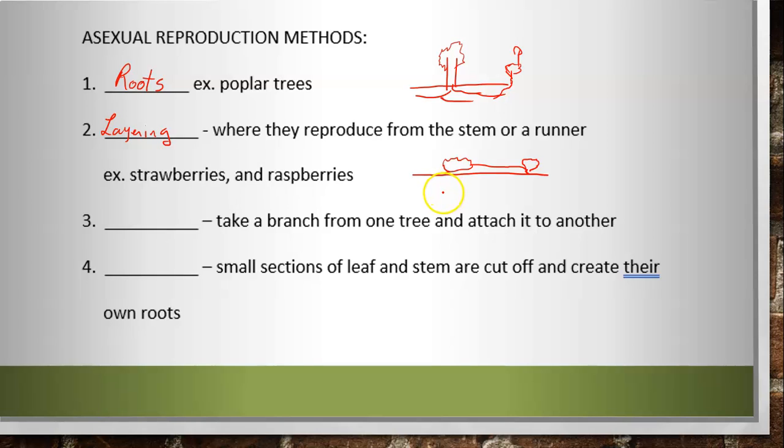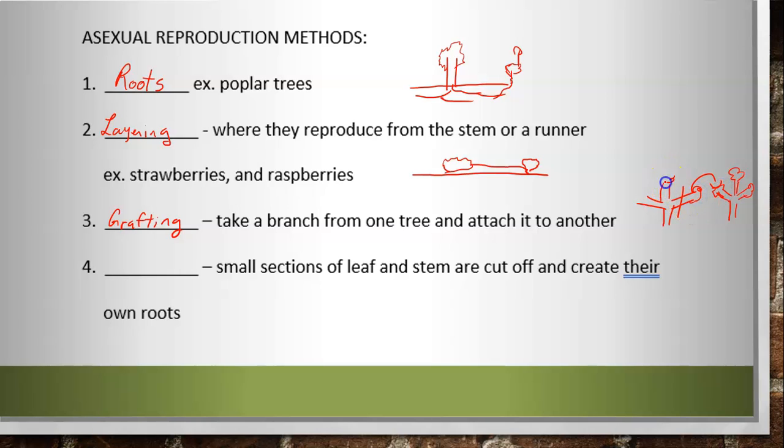The other two are a little bit more artificial, right? Where one and two, roots and layering, those are pretty natural asexual reproduction methods, but grafting is another one. And grafting is not really true reproduction, but we're taking the branch of one tree and attaching it to another. So if I were to, let's say, have a tree with these branches here, I would cut this one off, attach it to this other tree and put the branch right here, give it some leaves.